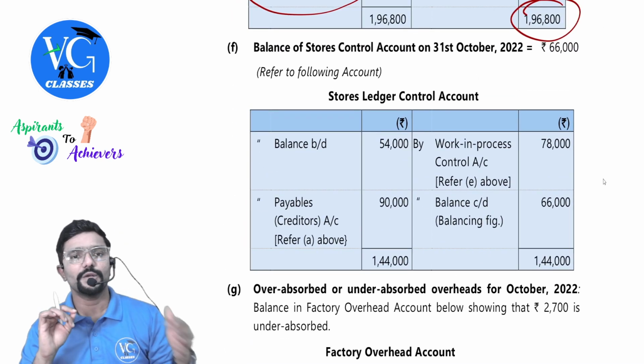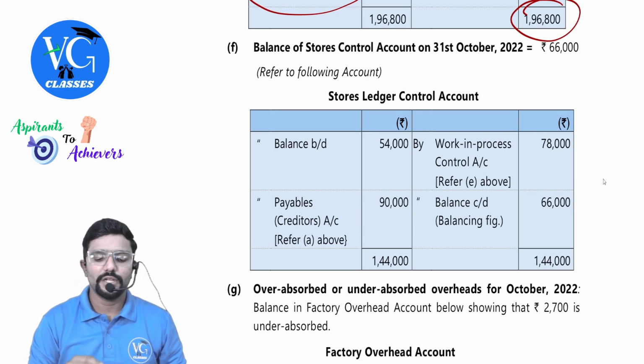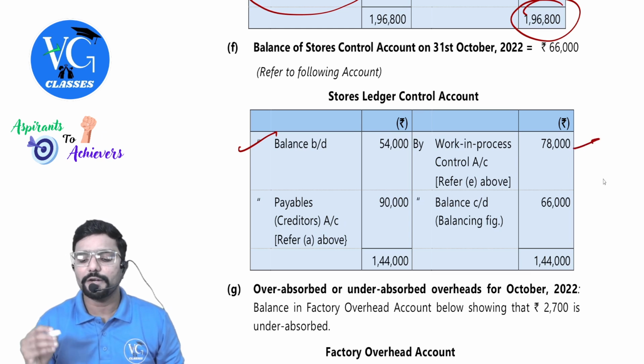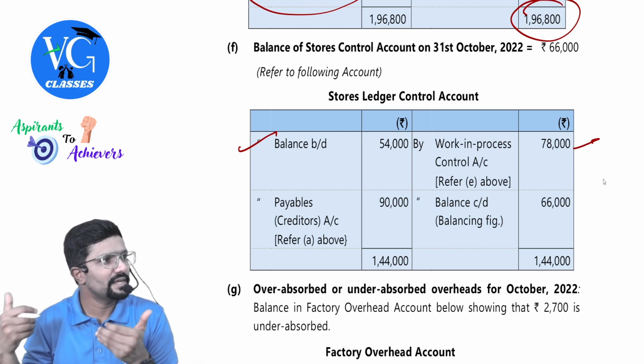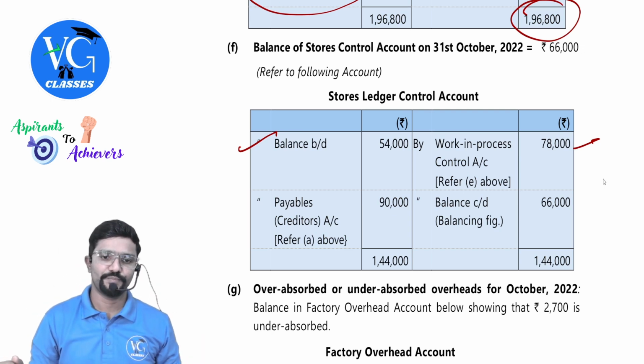Okay, so coming to closing stock of raw material, which is not given, we need to find out, guys. Now, opening balance, do we know? Yes, they have given it in the question. Just now we calculated raw material consumed, which is nothing but direct material issued. What's the entry for it? WIP control to stores ledger.